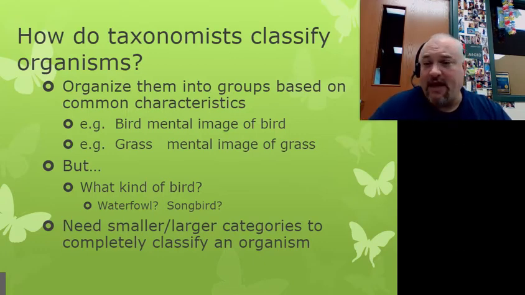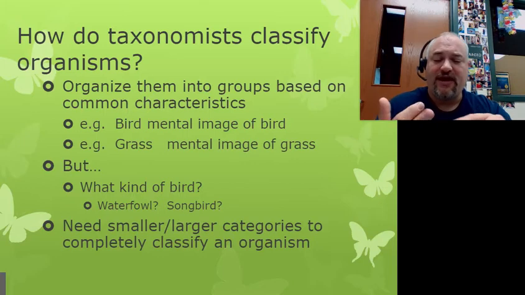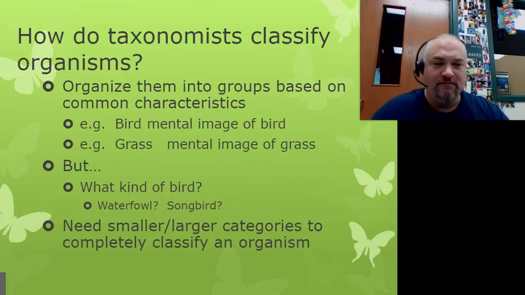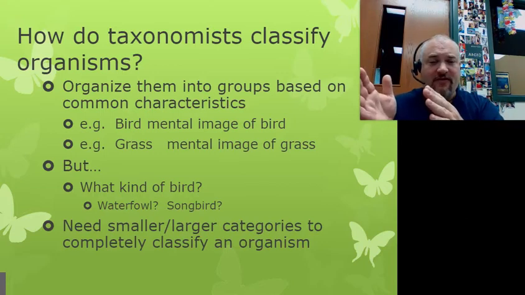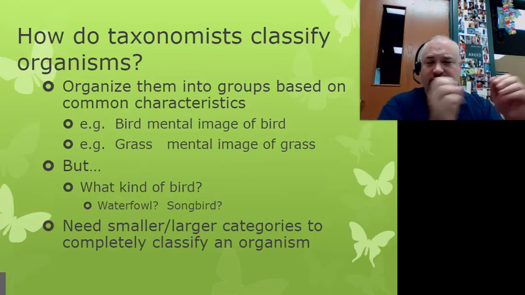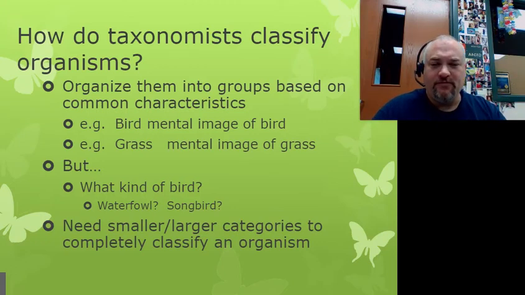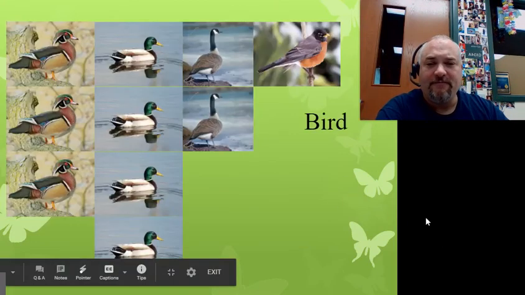But then, what kind of a bird? We got this feathered, hollow bone, beaked, winged thing, but we can break that into smaller groups, right? We could break it into waterfowl, and then we take those waterfowl in one group, and we could do songbirds in another group. So to completely classify an organism, it's a matter of coming up with different groupings. We got birds, waterfowl, and other smaller groups underneath that. So give me an example here. So all these up here are birds. All right, all birds. We got a couple of ducks, a goose, and a robin.